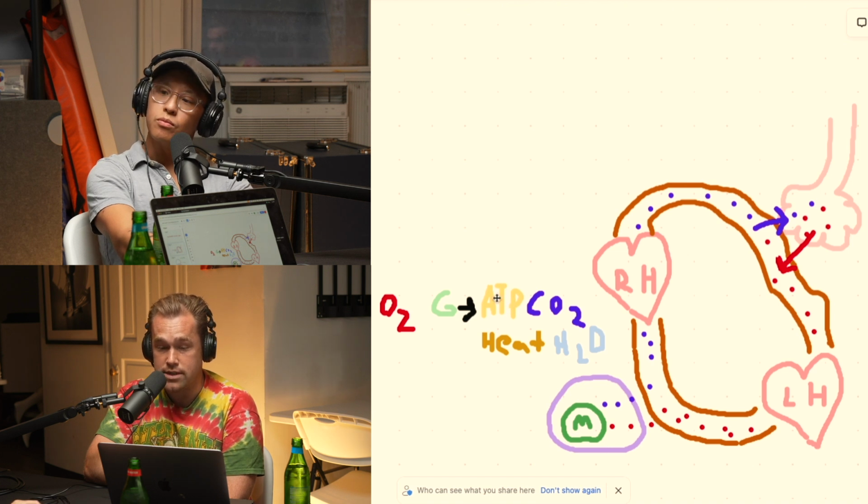This is the goal. This is the purpose. But it's also going to produce CO2, which is a waste product, heat, and H2O. So the CO2 is going to leave the cell, make its way to the right side of the heart, and eventually make its way to the lungs, to the alveoli, where it's exhaled.